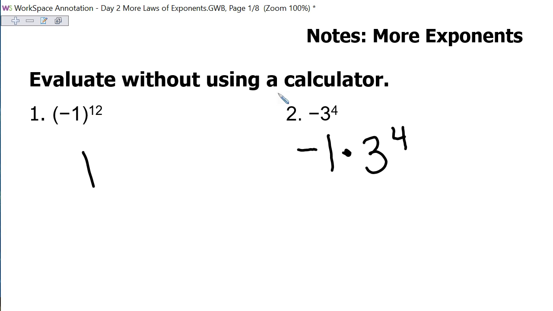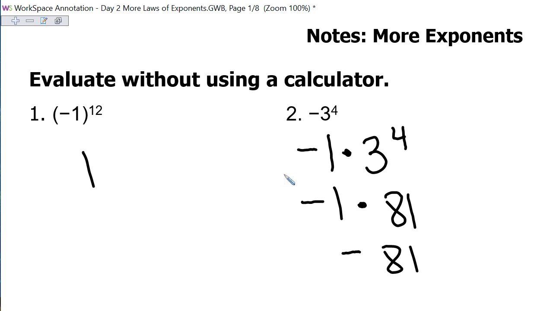So 3, that's the base. If I simplify that, what is 3 to the 4th power? 81. So this is just negative 1 times 81, so what's the answer? Negative 81. So there, the negative is not repeated because the negative is not included with the base.